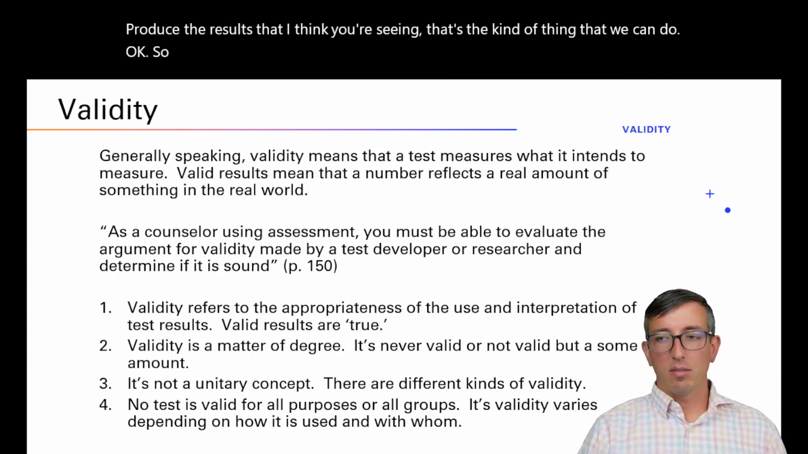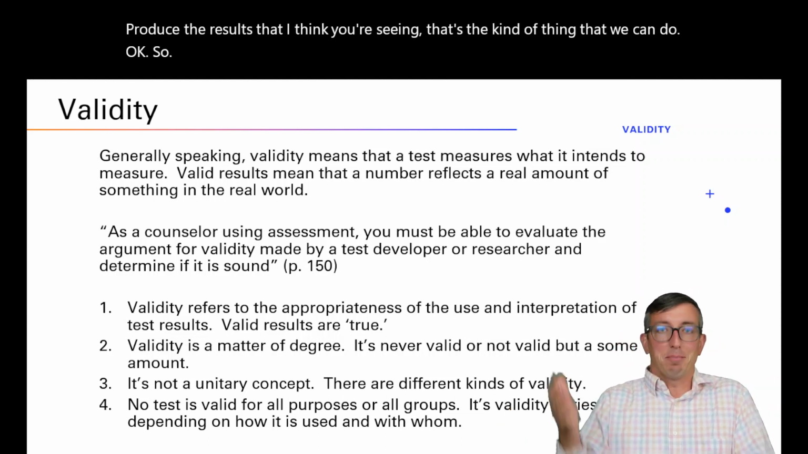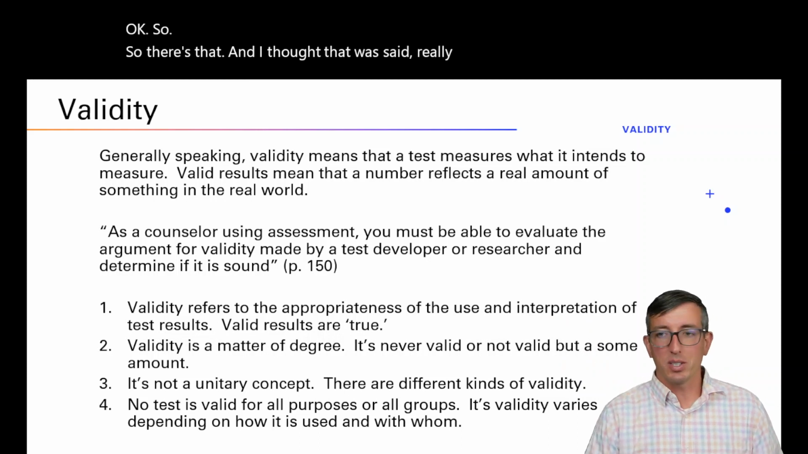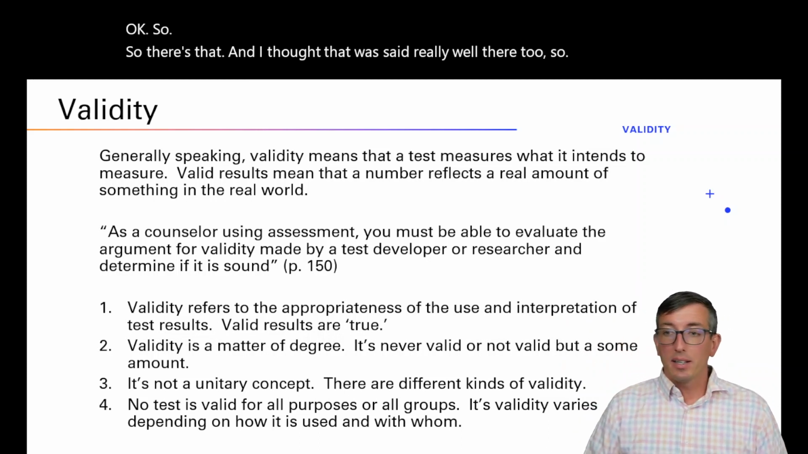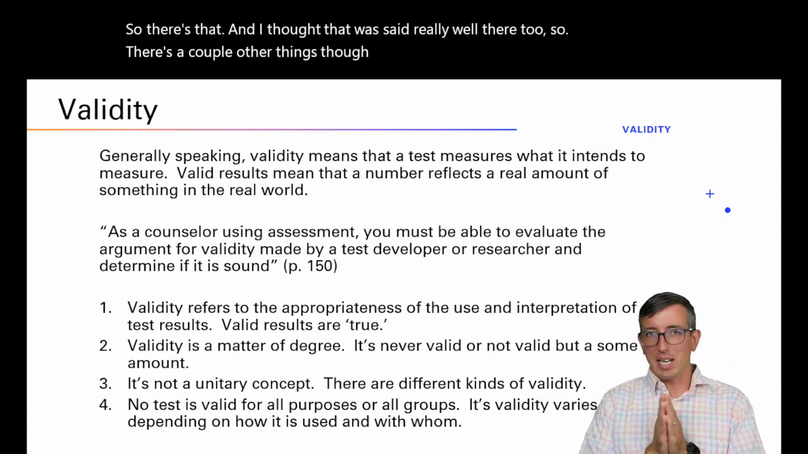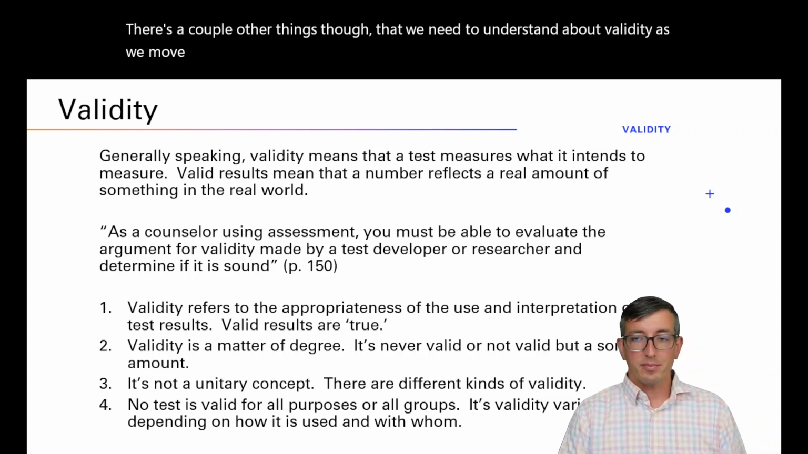So there's that. And I thought that was said really well there too. There are a couple other things though that we need to understand about validity as we move forward with this.